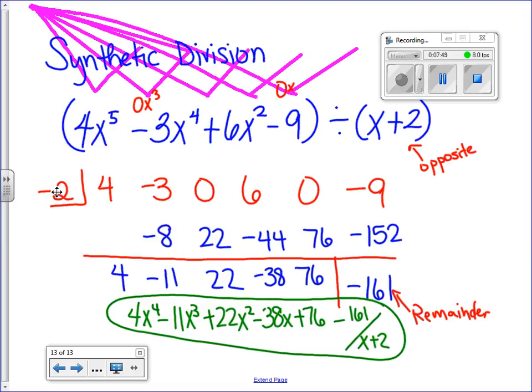Okay? So that's synthetic division right there. What two operations do you have to do? Multiply and add. Multiply and add. Negative 9 plus negative 152 is negative 161. Alright, so let's try another one. We're going to try another one.